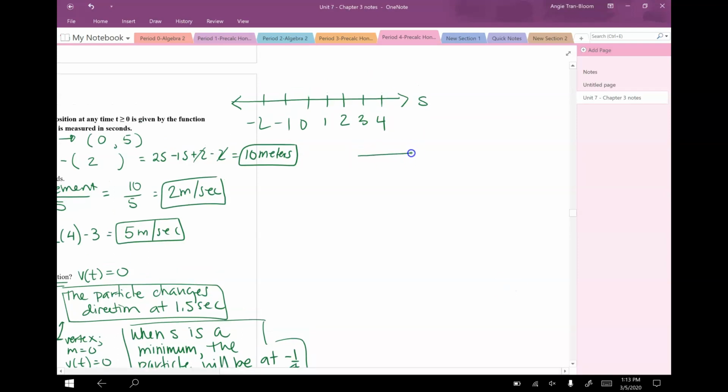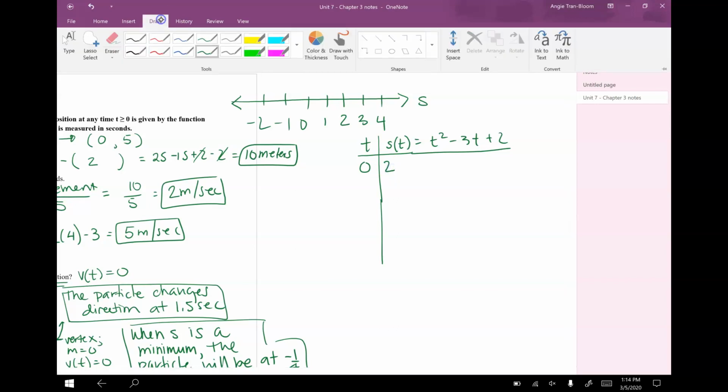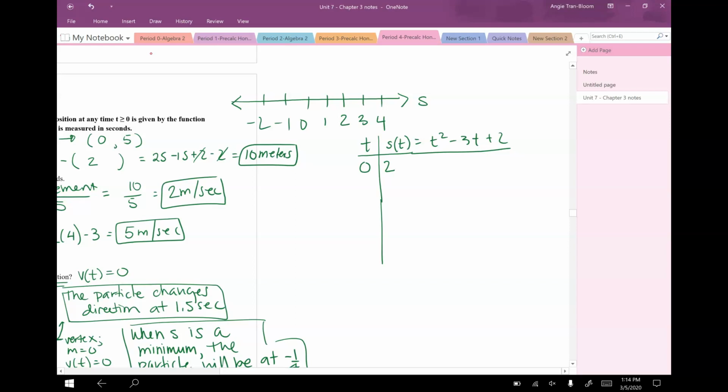Well, if I were to make a table, it will give you a better understanding. So S of t equals t squared minus 3 times t plus 2. And again, if you understand all of this already, you don't need to listen to this any further. So at time equals 0, because it said time has to start at 0 or bigger, because time can't be negative here, when I plug it in, the object starts at 2. At time equals 0, the object starts at 2.